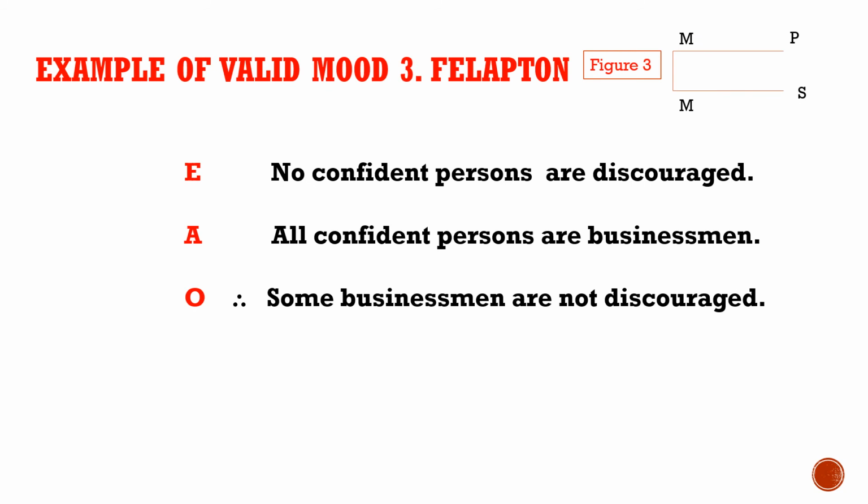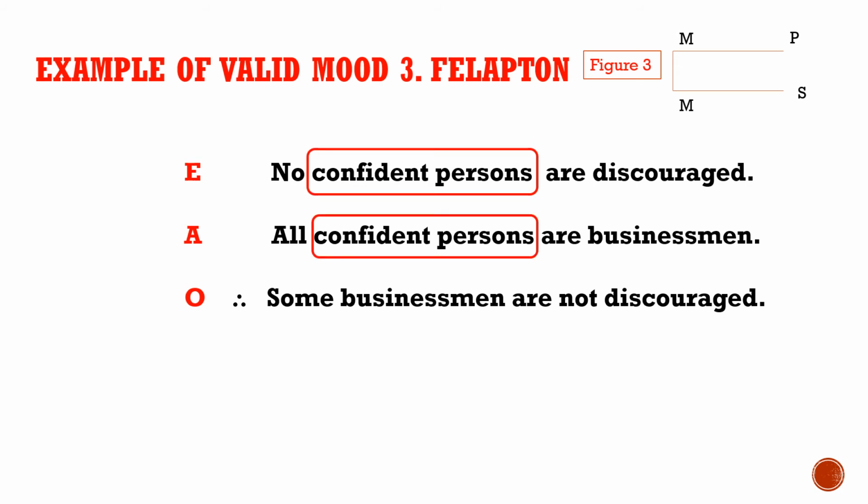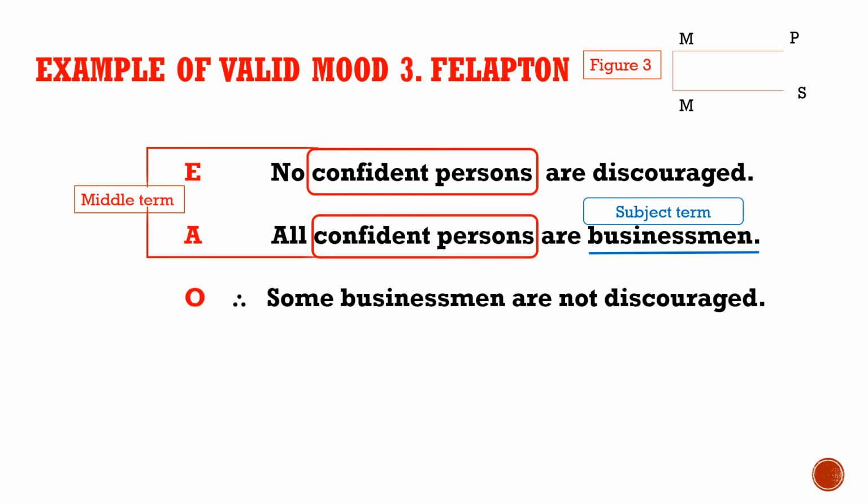Now let us take an example of the valid mood 3, Felapton of figure 3, that is EAO. No confident persons are discouraged. All confident persons are businessmen. Therefore, some businessmen are not discouraged. Here, confident persons is the middle term. Businessmen is the subject term and discouraged is the predicate term.